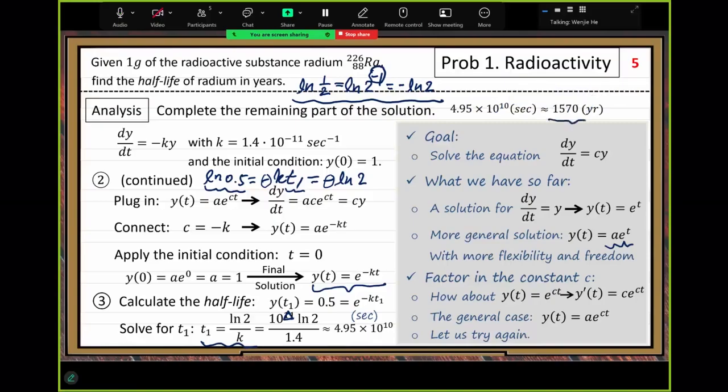The answer is approximately 1,570 years. In a previous slide, we gave an approximate number for the half-life, 1,600. So here it is more accurate, 1,570, close to 1,600. All right. So we complete that solution. Any question?